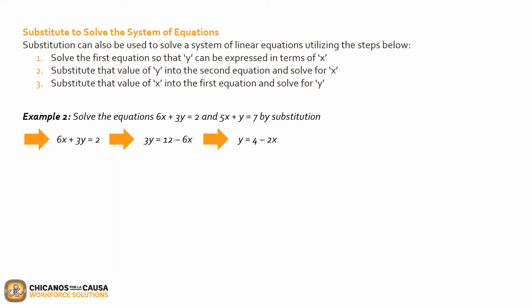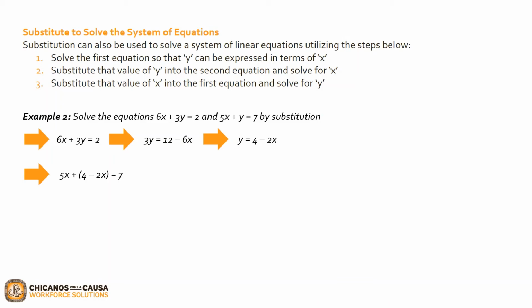So you may be asking, how did we get this done? Well, of course, like always, we want to go ahead and divide to get that y by itself. So if we divided both 12 and 6 by 3, that's how we got the 4 and the 2. All right, so now we have our second formula. However, in this particular case, now that we have y, we're going to plug that into the second formula. So we're going to substitute that in. So we have 5x plus parentheses 4 minus 2x, which again is y, equals 7.